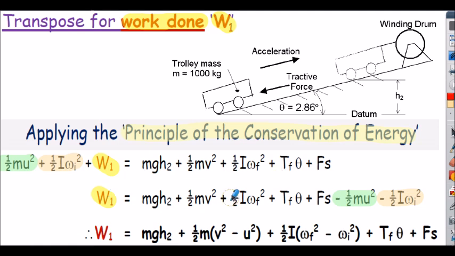All that's happened on the final line is that I've factorised the linear kinetic energy terms on half m, so that's this term here, the half m v squared and the half m u squared term. I've also factorised on the half I for the final angular kinetic energy term here and the initial angular kinetic energy term shown here. So this final line just shows a slightly factorised format for W1.